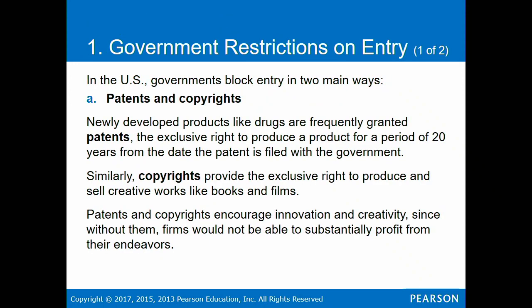The first is government restrictions on entry. The first way that the government does this in the United States is patents and copyrights. This type of intellectual property prevents someone else from using or creating the products that you're selling. It gives you the exclusive use of them for a certain amount of time. For patents, you have the exclusive right to produce that product for 20 years from the date the patent is filed with the government. You are then a monopoly. You're the only one that can sell this. So you have this monopoly power.